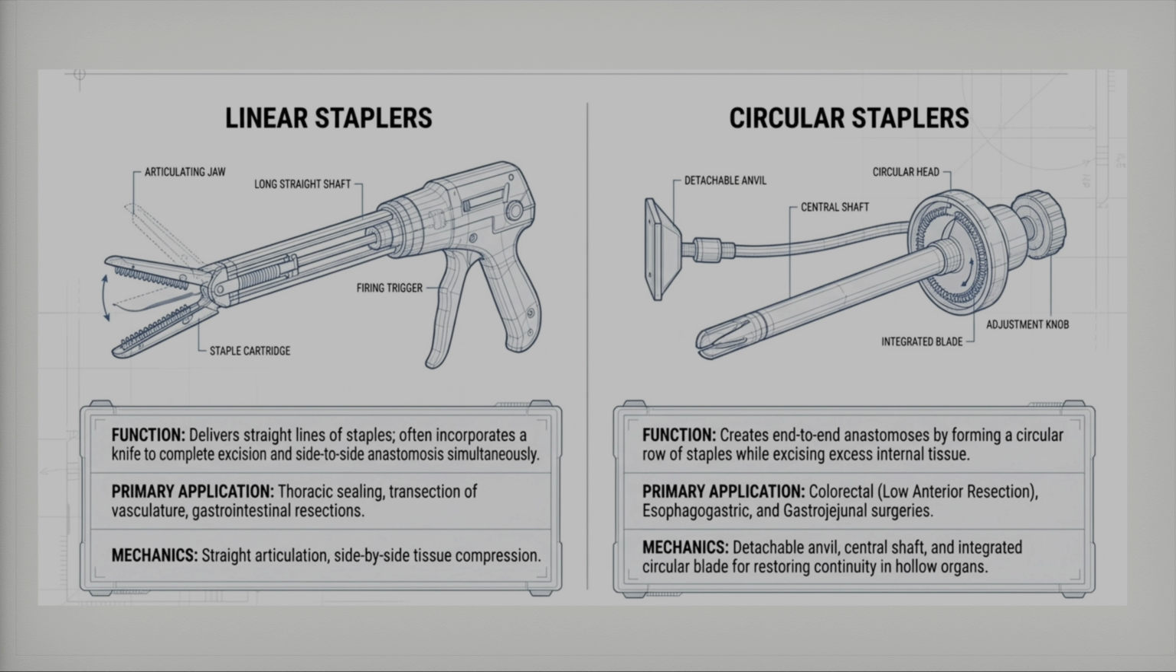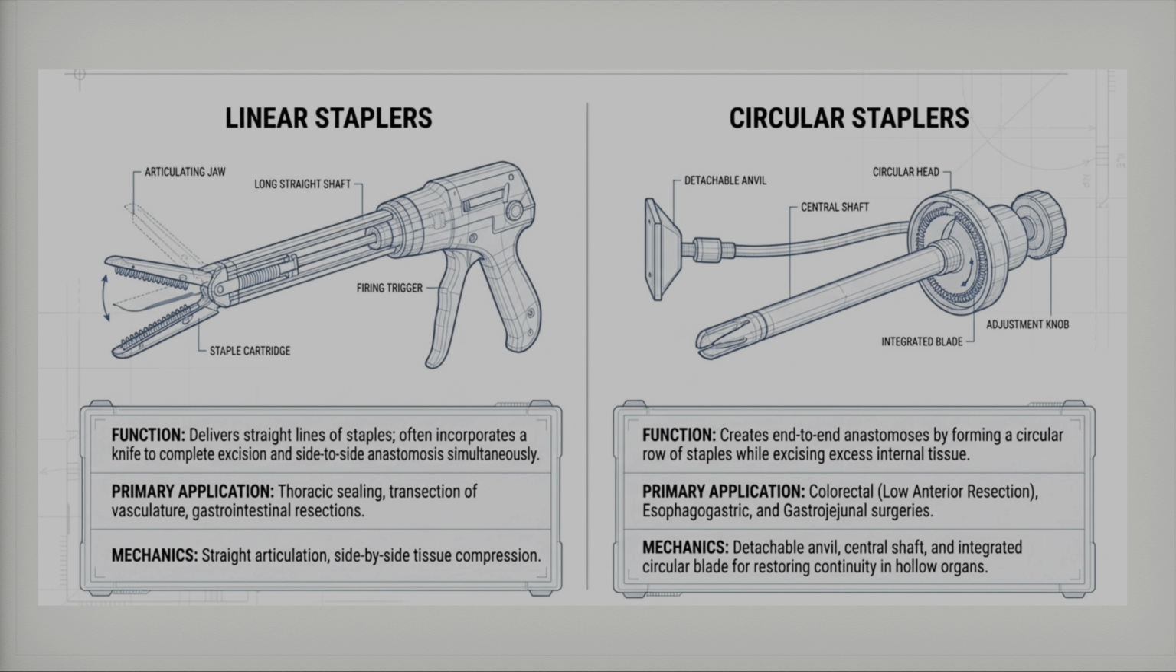The linear stapler delivers straight lines of staples, often incorporating a knife to complete excision and side-to-side anastomosis simultaneously. Thoracic sealing, transection of vasculature and gastrointestinal resection are the main modalities. It is used for very straight articulation and side-by-side tissue compression.